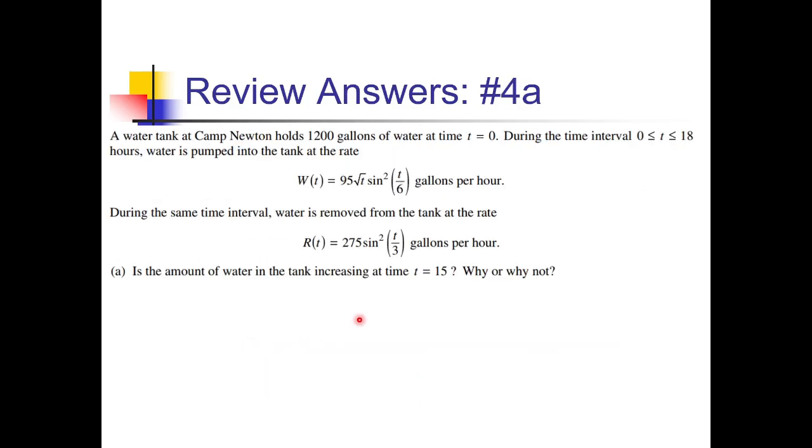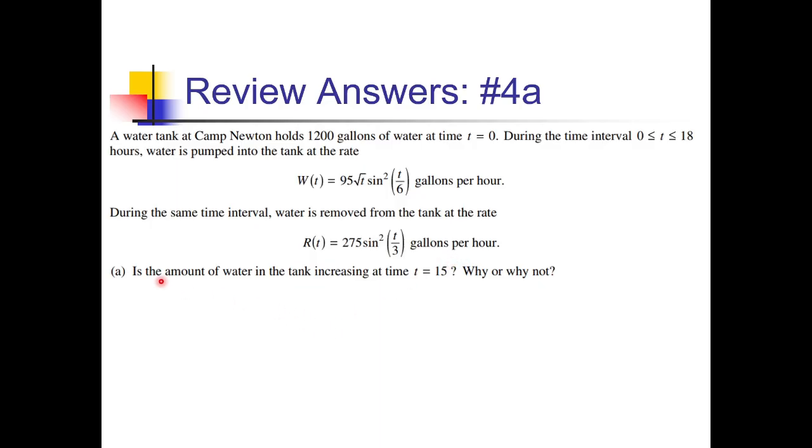On this calculator-based free response problem, we have a water tank at Camp Newton. Of course, it's Camp Newton. Camp Leibniz apparently didn't get a water tank. This holds 1,200 gallons of water at time 0, and during the interval 0 to 18 hours, water is pumped into the tank at this W of t rate here, in gallons per hour. Now we also have water being removed from the tank at this R of t rate, which is another one of these crazy squared trig functions.